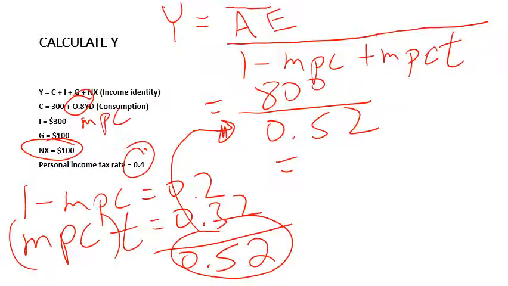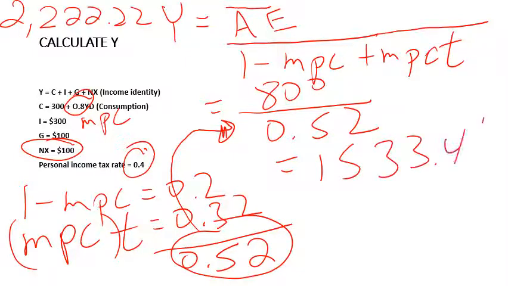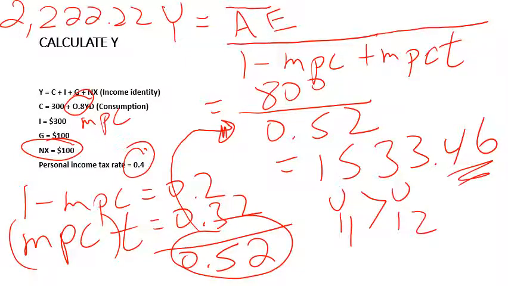So what is our answer? Well, as we predicted, the GDP level went down from, you remember, $2,222.22 billion to $1,538.46 billion. Again, I insist that you go 2 decimal points. Another way to put it, Y1 is greater than Y2. Y2 is lower than Y1.